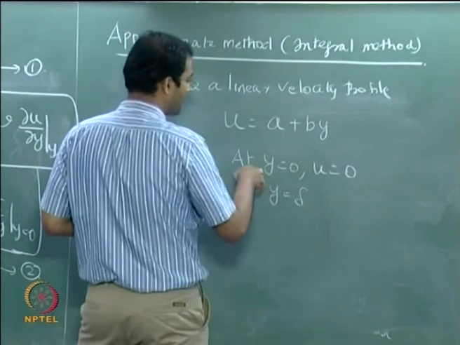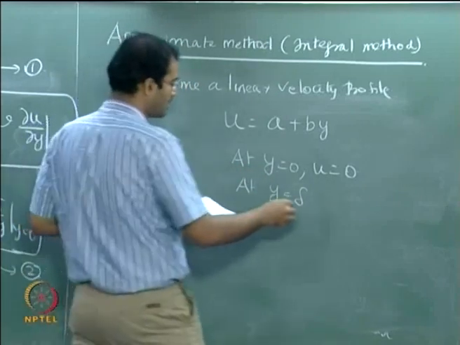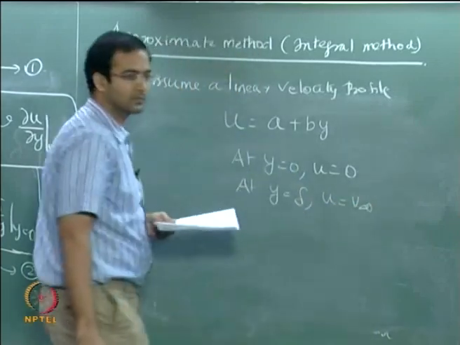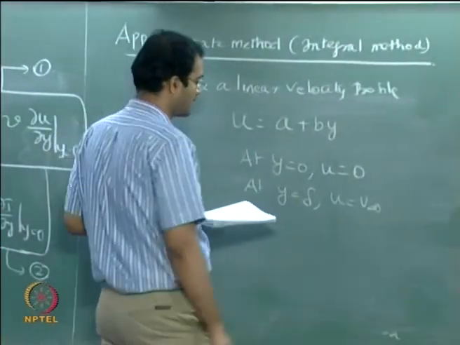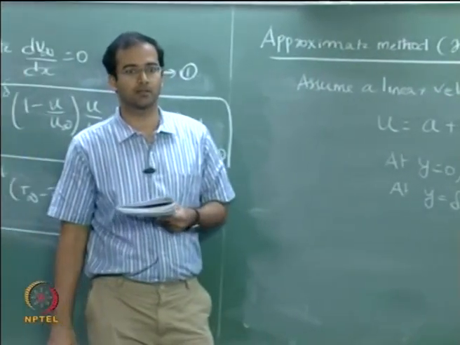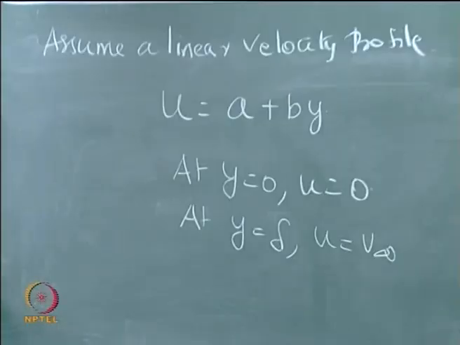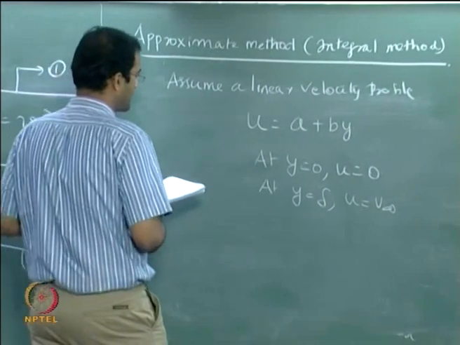Once you have given a condition at y equal to 0, you have to give something at y equal to delta: u equal to u infinity. These are the most basic boundary conditions which have to be satisfied. I cannot directly say du by dy at y equal to delta is 0 has to be satisfied, because then it does not tell what value it should reach at y equal to delta. It only says that the slope is 0, that is it. So if you substitute, can you tell me what will be the profile that I get?